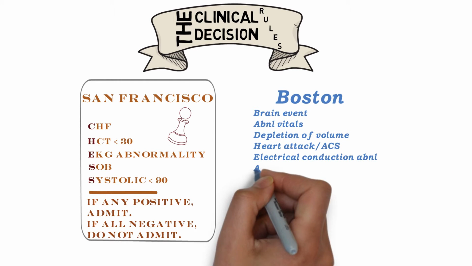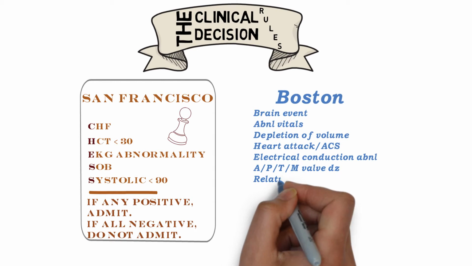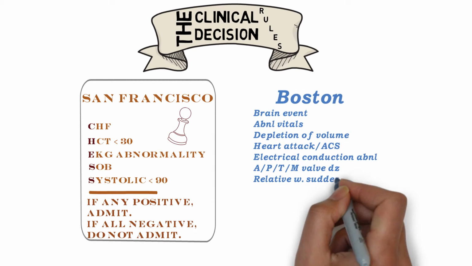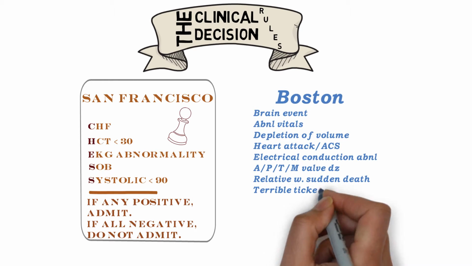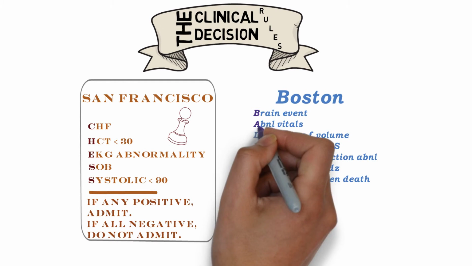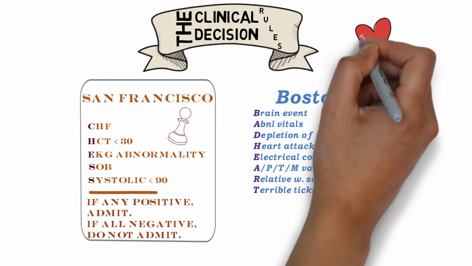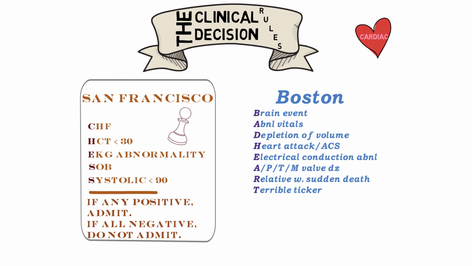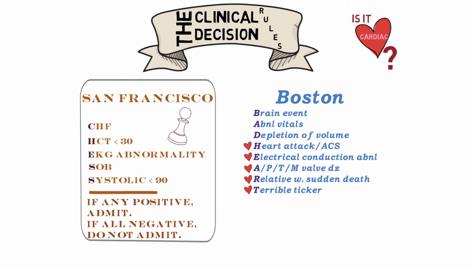A is for aortic, pulmonic, tricuspid, or mitral disease, in other words, valvular disease. R is for relative with sudden death. And T is for terrible ticker, or any worrisome cardiac disease. Bad heart. So that's a lot of criteria to remember, but before you get overwhelmed, remember that our big question is, do I admit? And that to answer that, we ask another question. Is it cardiac? Take a look at how many of these criteria are directly trying to answer that question.